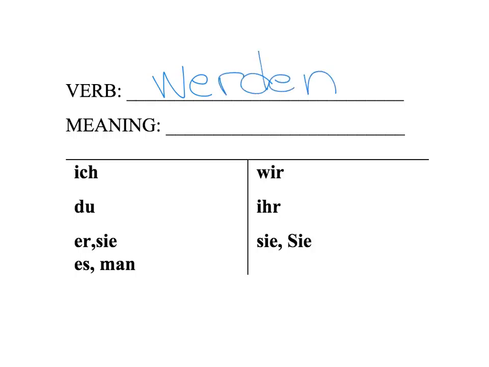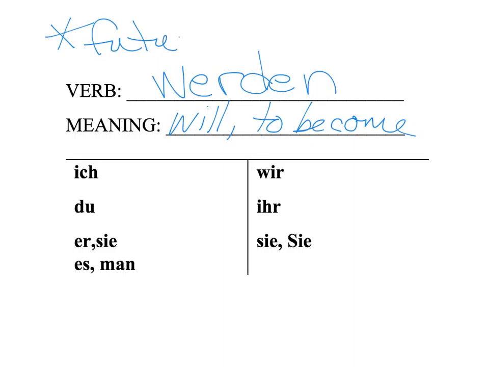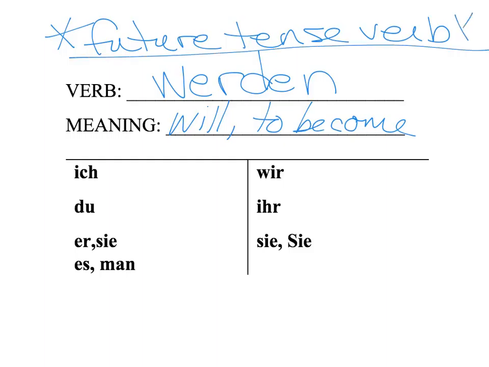So some of you stumbled across this when you were doing your weather videos. Okay. So werden means will or to become. So this is the verb you use for future tense. Okay. This is another one of those irregular ones where it's the Oklahoma okay thing.